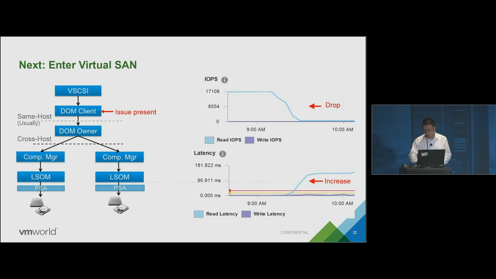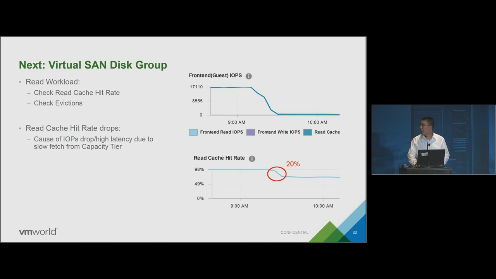Then we further go down to the next layer, which is the LSOM layer. We check the IOPs there. We find that the drop is present there. Since this is a read workload, we check the read cache utilization. In particular, we find that the read cache hit rate drops by 20% when the IOPs drop happens.